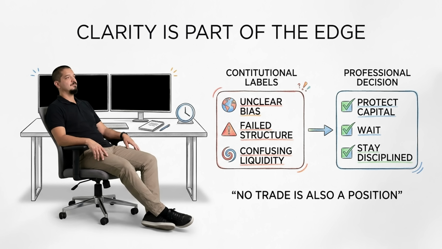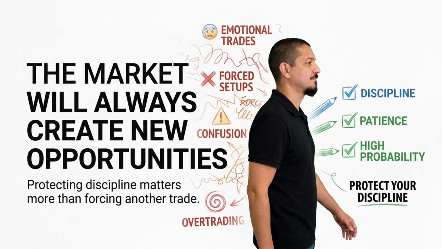If the higher time frame bias is unclear, if structure keeps failing, or if liquidity behavior becomes confusing, the best decision is often to stay out of the market completely. Protecting capital during uncertain conditions is just as important as executing good trades during clear conditions. The market will always create new opportunities, but emotional trades taken during confusion can quickly damage confidence, discipline, and consistency. Sometimes the most professional decision is not finding another setup, but recognizing that your current emotional state or the current market conditions are no longer aligned with high probability execution.